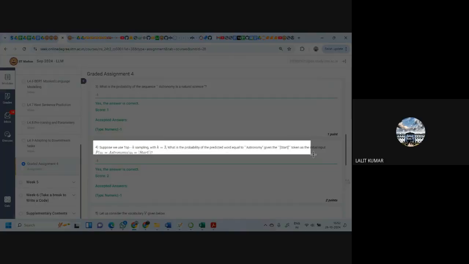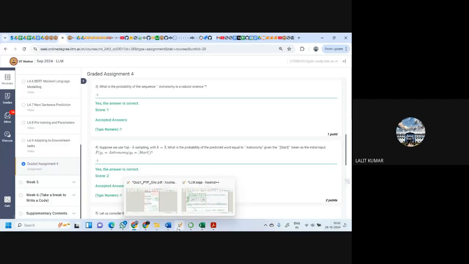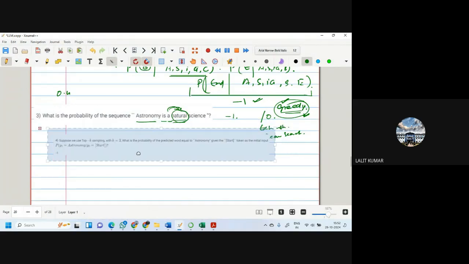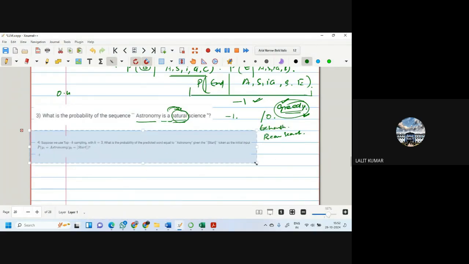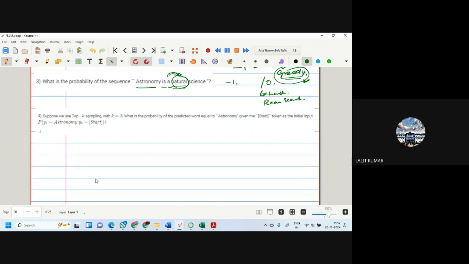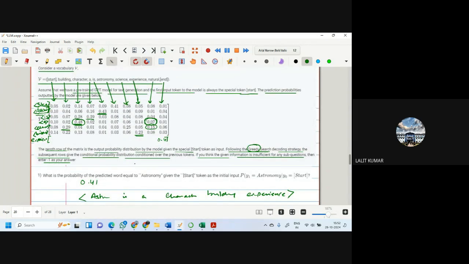So a lot of discussion has taken place, so I can answer this question. So next question is this. If we use top k sampling with k equal to 3, what is the probability of the predicted word equal to astronomy given the start? So you see here, you have done the start. So this is the first part.